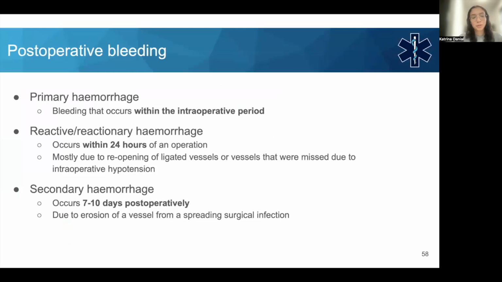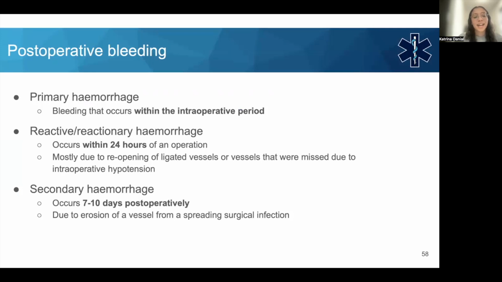Other complications, post-op bleeding. There are different categories or classifications depending on when the bleeding happens. If it's bleeding that's happening during the surgery, or during the intra-op period, we call that primary hemorrhage. If it's bleeding that's happening within 24 hours of the surgery, we call that a reactive or reactionary hemorrhage, and that's usually due to vessels that were closed or were just not bleeding during the surgery, starting to bleed after, or it can be that the surgeon just missed a vessel that was still bleeding and closed up the patient and thought that they were fine, but they're actually not.